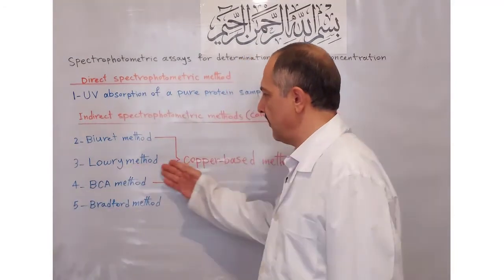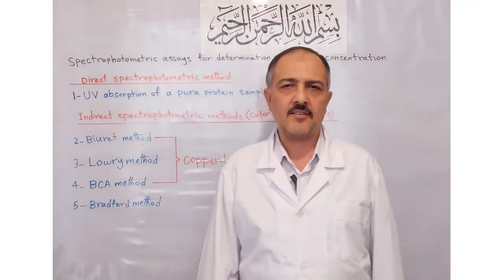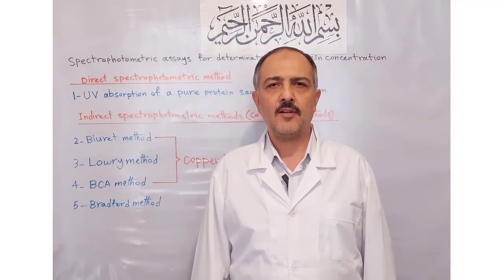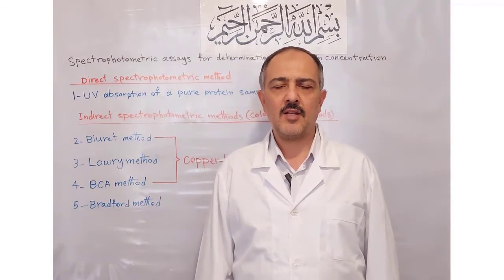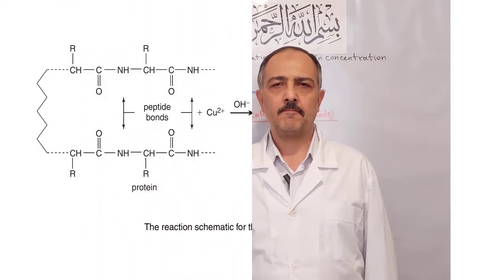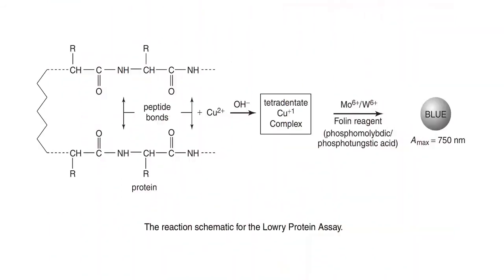The Lowry method is another copper-based assay introduced by Oliver H. Lowry in 1951, based on the reaction of cuprous cation produced by the oxidation of peptide bonds with yellow Folin-Ciocalteu reagent, a mixture of phosphotungstic acid and phosphomolybdic acid. In the Folin-Ciocalteu reaction, a blue-colored reaction product forms whose absorbance is measured at 750 nanometers.